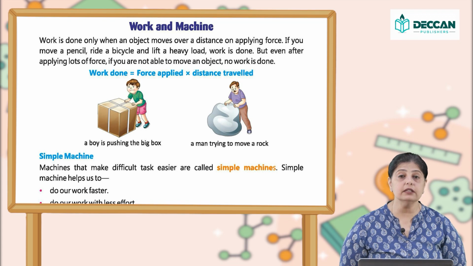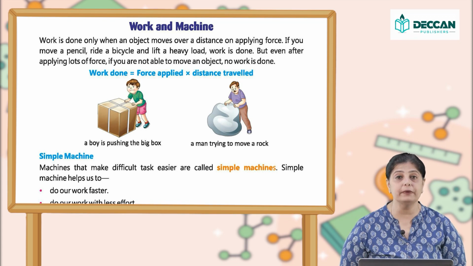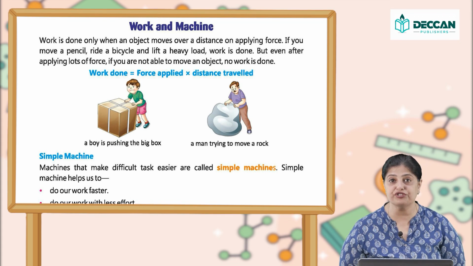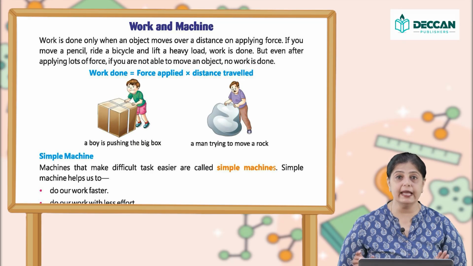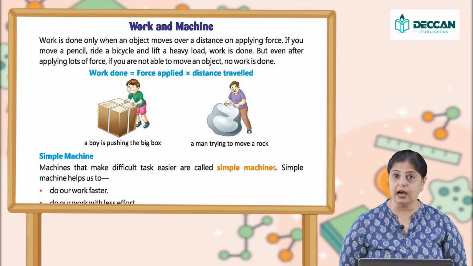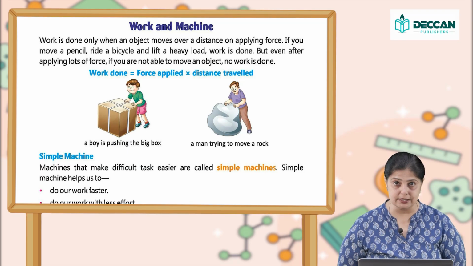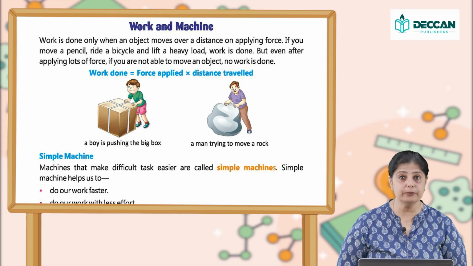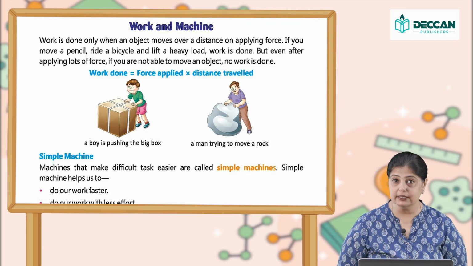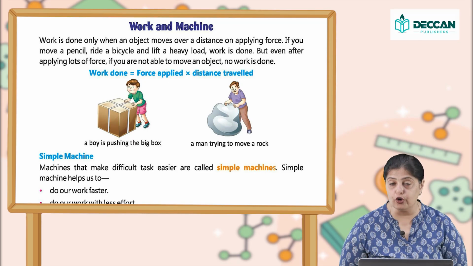So work done is equal to force applied multiplied by the distance travelled. We say that work is done only when you apply force and the object moves a distance. Clear? If it does not move, that means the work is not done. It means that you may need more force to do that work.